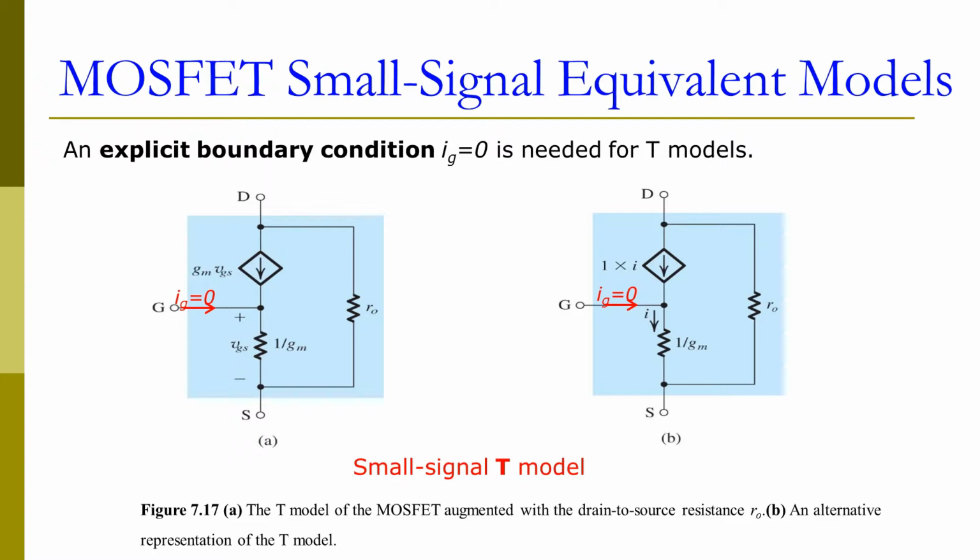Another model for the MOSFET is the small signal T model. In the small signal T model, we need to explicitly specify the boundary condition, that is Rg equals infinity, so there's no current into this point. If we need to consider the early effect, we also need to include the output resistance ro here. This output resistance ro will be in parallel with both the current source and also the source resistance. This is a similar model as a current controlled current source.